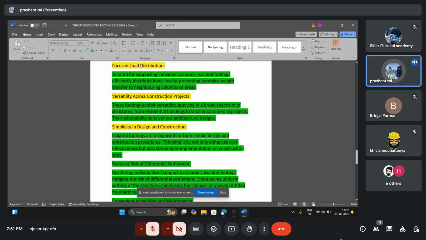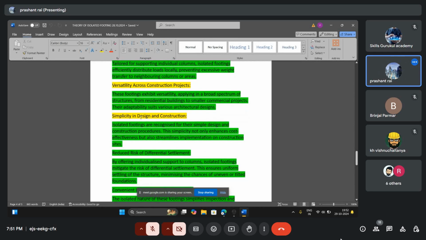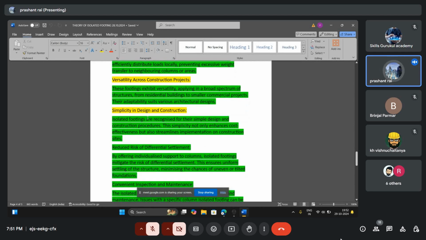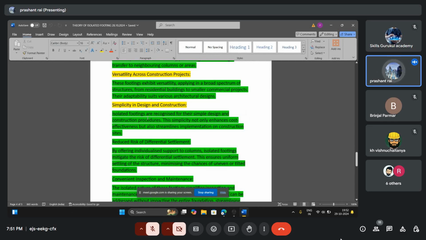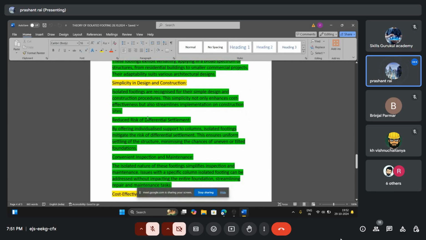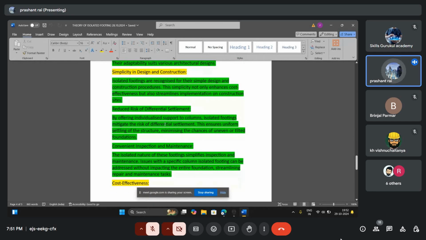Versatility across construction projects. These footings exhibit versatility, applying to a broad spectrum of structures, from residential buildings to small commercial projects. The adaptability suits various architectural designs. Simplicity in design and construction. Isolated footings are recognized for their simple design and construction procedure.